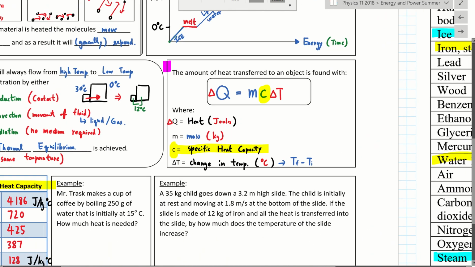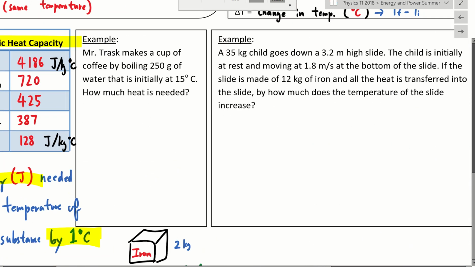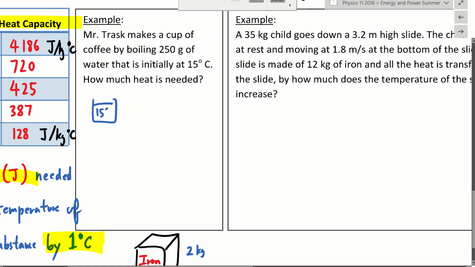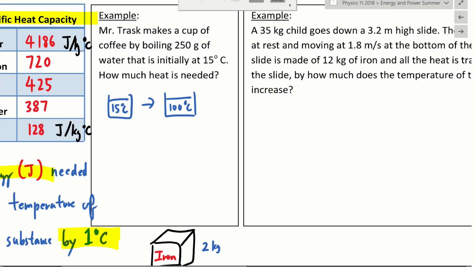Okay, now, so we'll look at two really quick examples. So let's say I'm going to make a cup of coffee by boiling 250 grams of water that is initially at 15 degrees Celsius. How much heat is needed? So I want to bring 15 degrees Celsius water to boiling hot water, which is 100 degrees Celsius, right? And how much water do I have? 250 grams. In kilograms, 0.25 kilogram, right? Divide by 1000. So I have everything I need.